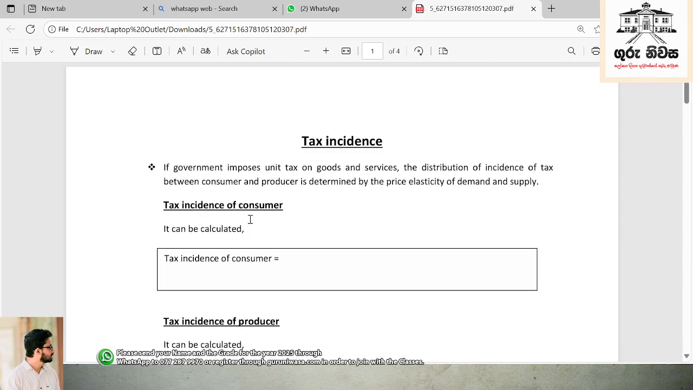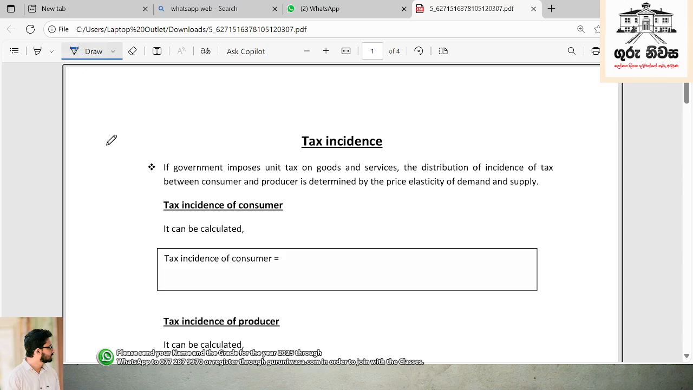Tax incidents. Lamai, incidents mean burden, right? Because tax is a burden for both consumers and producers. The consumer has to pay a higher price after the tax, which is an additional burden. The producer also has a burden, because the producer gets a lower price. Can you remember the actual price received by the producer? It's less than the original equilibrium price. So producer and consumer both have the tax burden, or incidence.